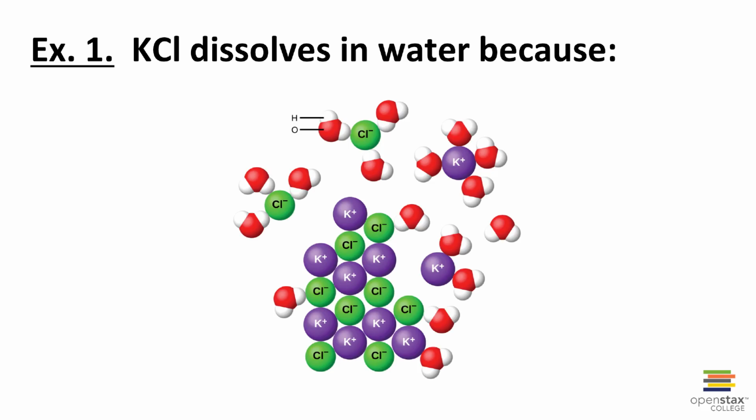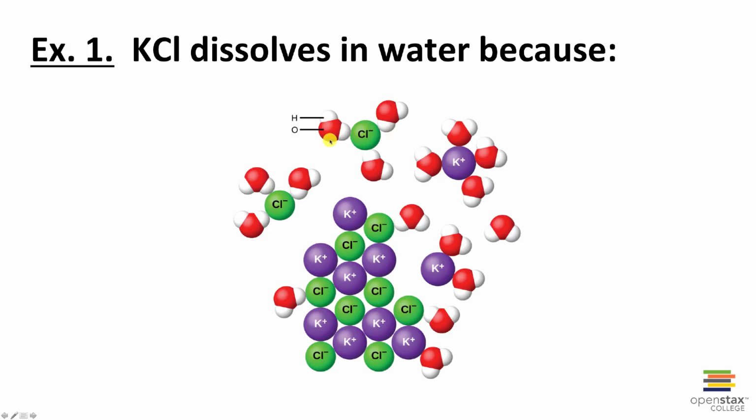Now, an example of solution formation is potassium chloride, an ionic compound, dissolving in water, a polar solvent. And basically, we have the solution occurring because potassium and chloride ions attract each other via the ionic bond, or by positive-negative attraction. Water molecules are polar. They attract each other via dipole-dipole attractions, and in fact they have hydrogen bonding, a particularly strong type of dipole-dipole attraction.